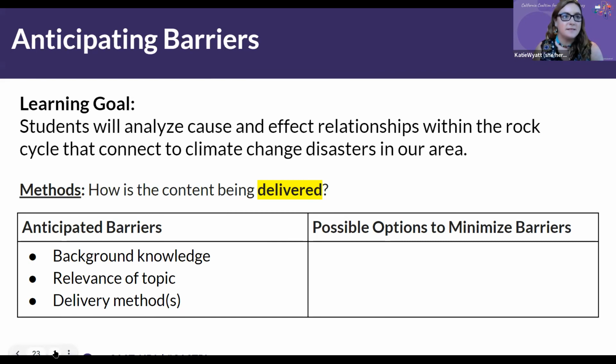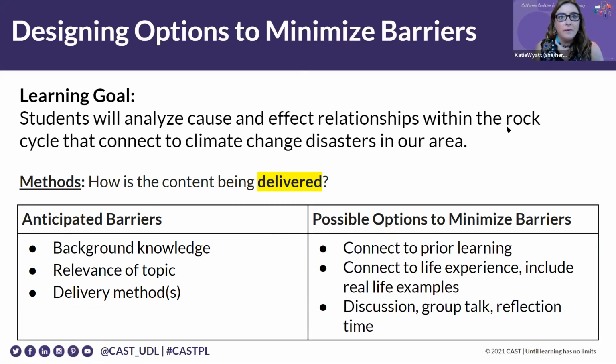So moving on to the next slide, where we filled out some potential options that we might offer to minimize these barriers. Due to the background knowledge issue, we might need to connect to prior learning and do some sort of needs assessment and find out from the students what it is that they do know about this topic before we dive in. We might need to connect to real life experiences, real specifics in their area that they've heard about in the news, read about in the paper. Do people read papers anymore? Discussion, group talk, reflection time, how they're going to be processing this. So really diving deep into having options for them to process the information.